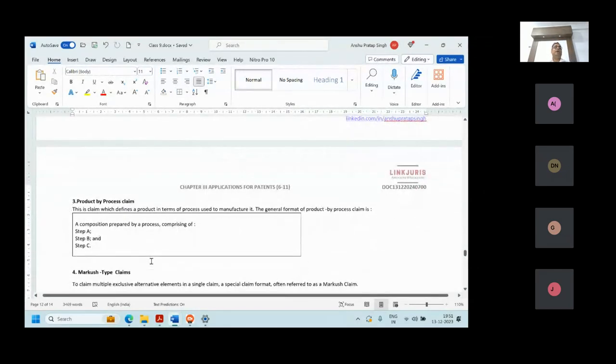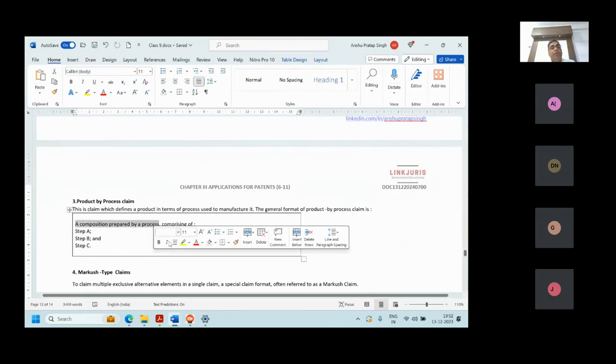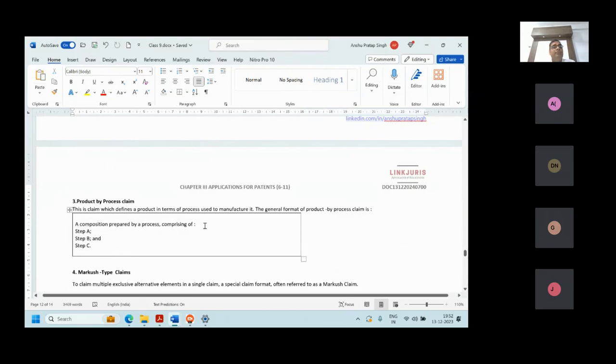Then comes, suppose there is a product by process claim. What is the product by process? That you are actually claiming the product. Right. Your invention is a product, but you are saying the product which is manufactured by using this process, only that product is my claim, nothing else. So this is how it is, a composition prepared by a process. Now comprising of step A, step B. Okay.